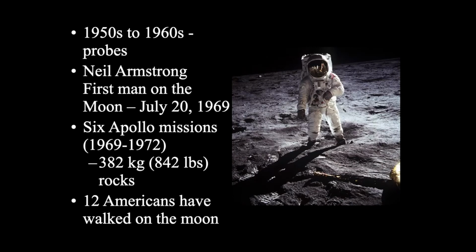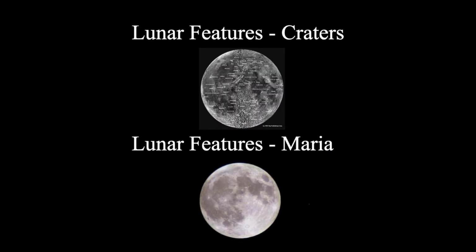If you ever heard of Tom Hanks' movie based on Apollo 13, during those missions, there was a lot of collection of rocks from the Moon. A total of 12 different Americans, not just Neil Armstrong, have walked on the Moon. Basically, you will need to know some of the lunar features. Lunar, remember, means moon. You're going to need to know the craters, which are the meteorite impacts, the small little dents, while the term maria means oceans.